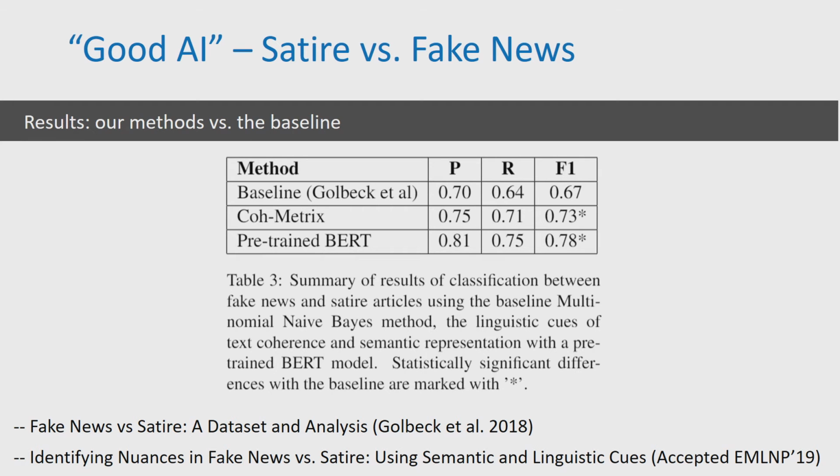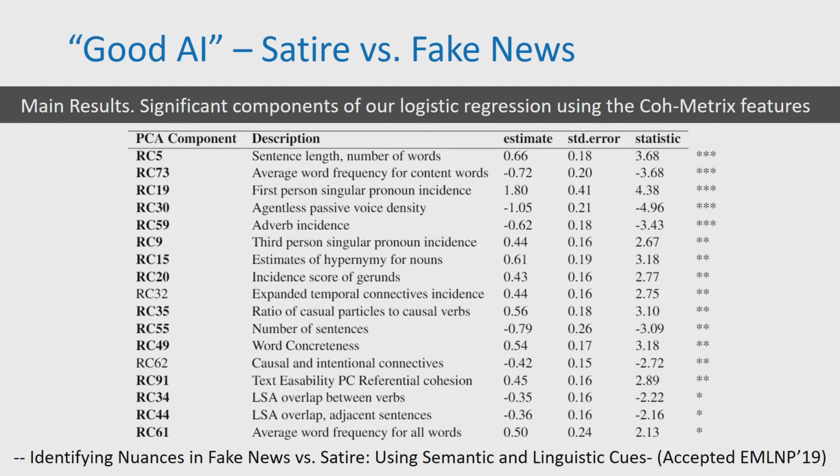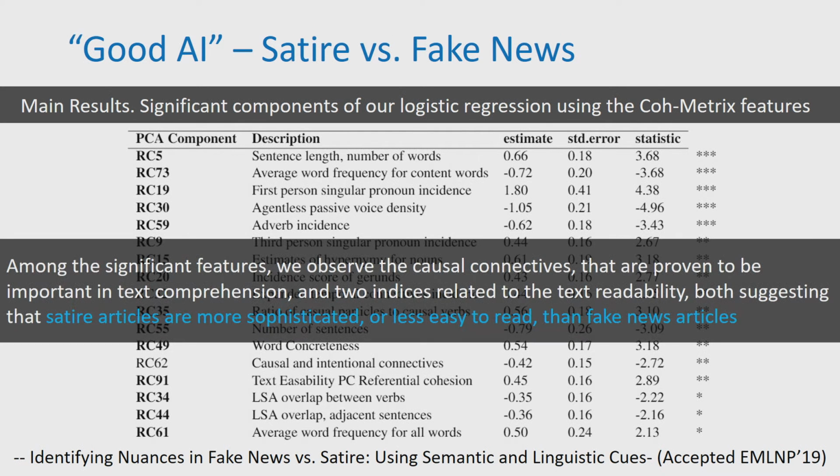So luckily, we also used the coherence matrix method, and we looked into the indicators, trying to see which ones of them are more supporting of satire and which ones are more supporting of fake. And we saw very interesting things. We saw that causal connectives, which in some theories are proven to be related to text comprehension, and we also saw measures related to text readability.